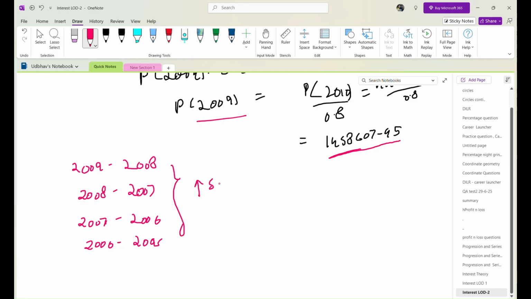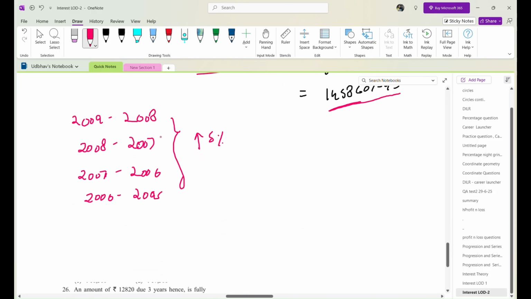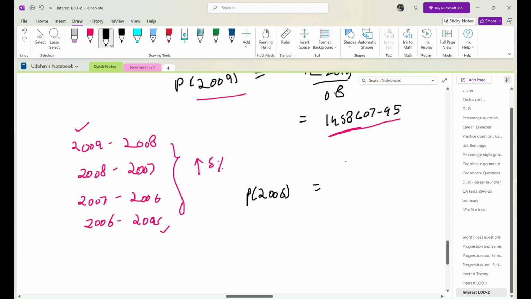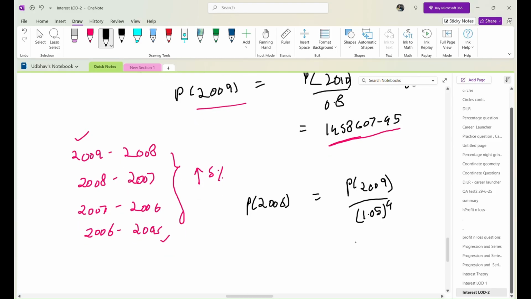There is an increase of 5% in population, and when there was an increase of 10%, we just divided it by 1.1. So we'll do the same here. We have the population of 2009, we want the population of 2005. So population of 2005 will be equal to population of 2009 divided by 1.05 power 4.